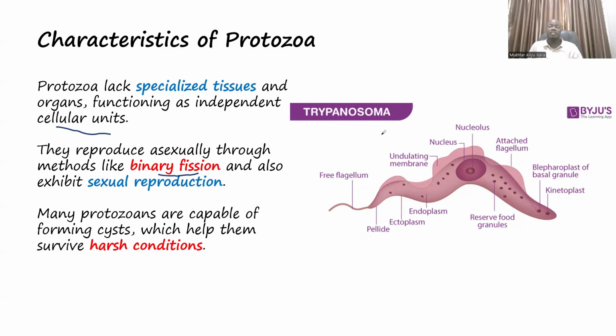Some examples of these protozoans we have are Plasmodium falciparum, the parasite that causes malaria, and Trypanosoma, the parasite that causes trypanosomiasis, that is sleeping sickness.